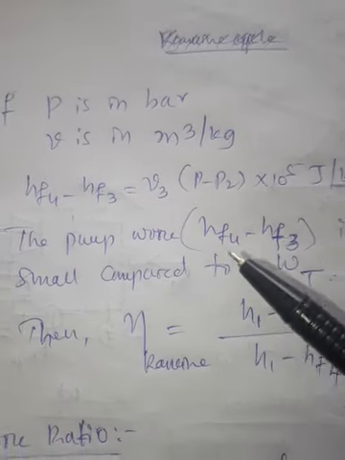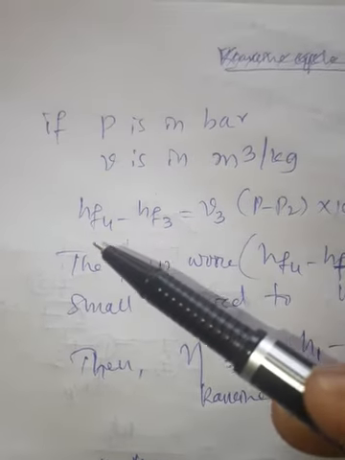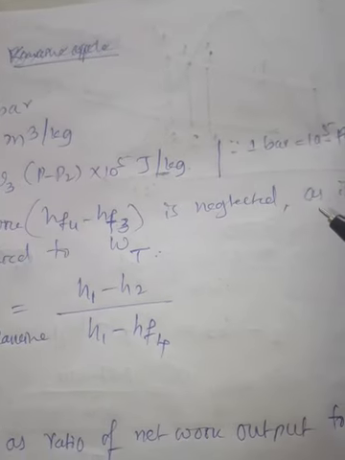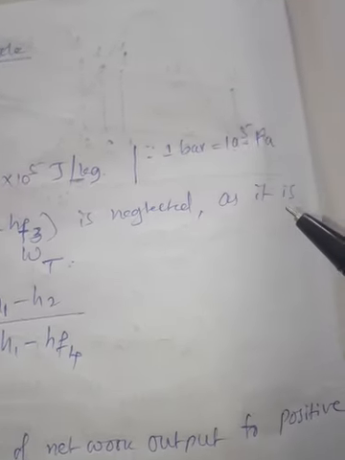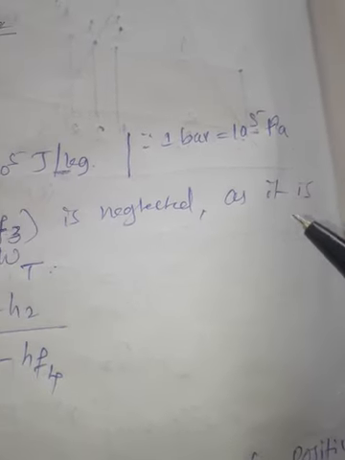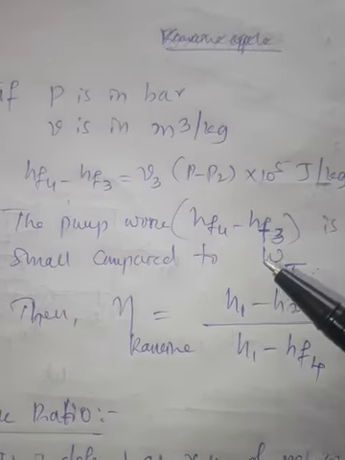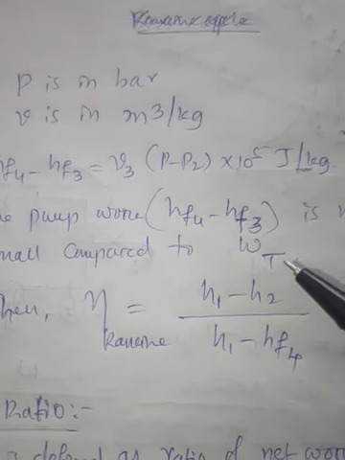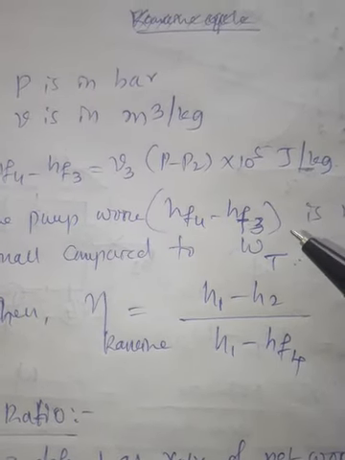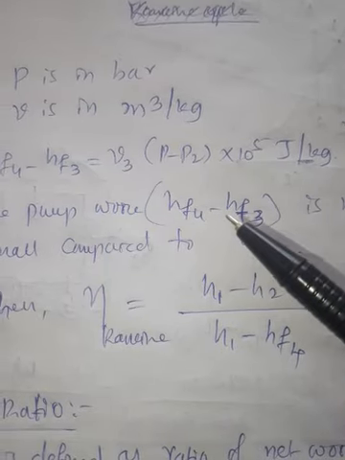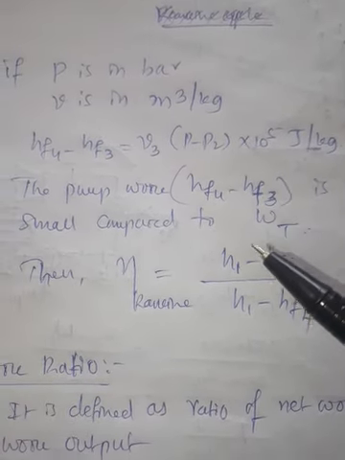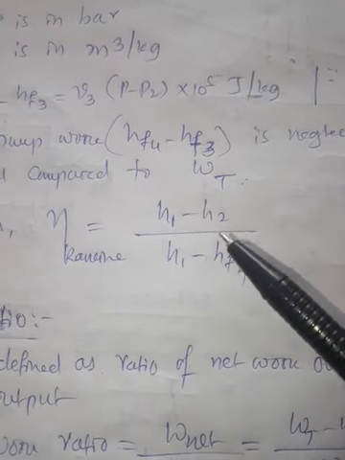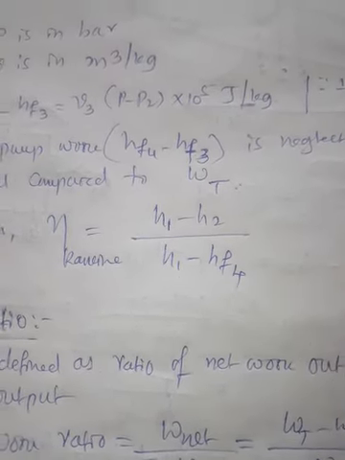The pump work, HF4 minus HF3, is negligible when we compare it with the value of turbine work, that is H1 minus H2. Hence, sometimes we ignore this term and we modify the Rankine cycle efficiency equation as H1 minus H2 divided by H1 minus HF4.